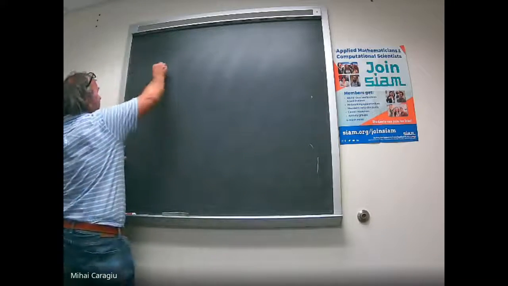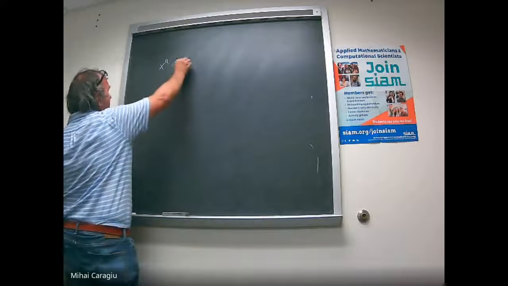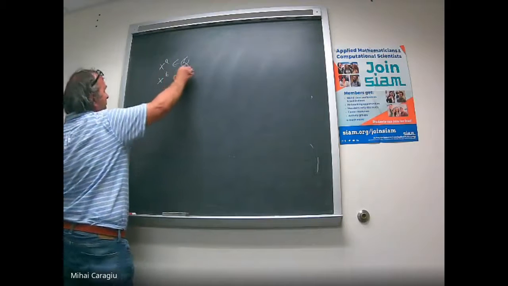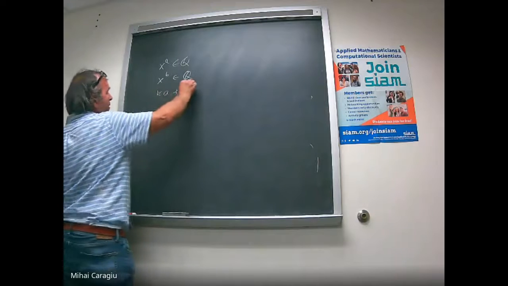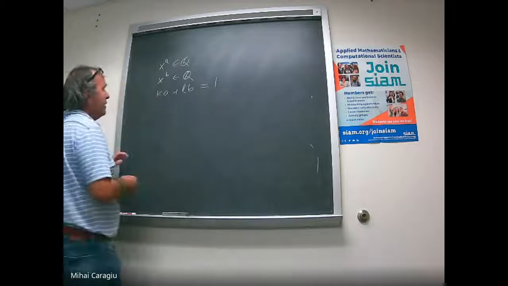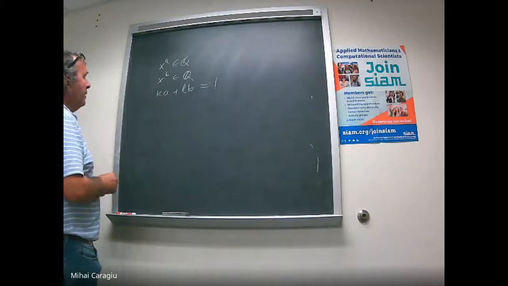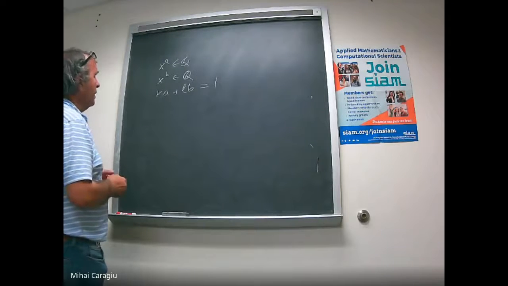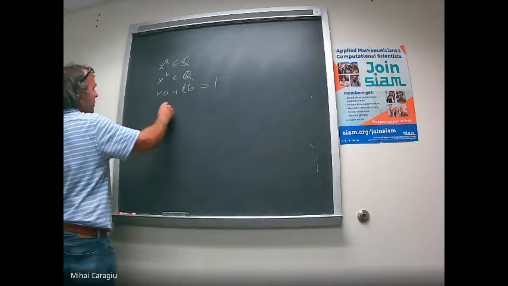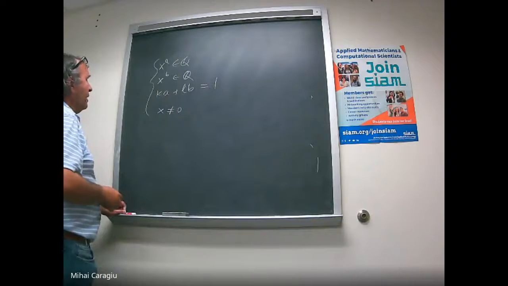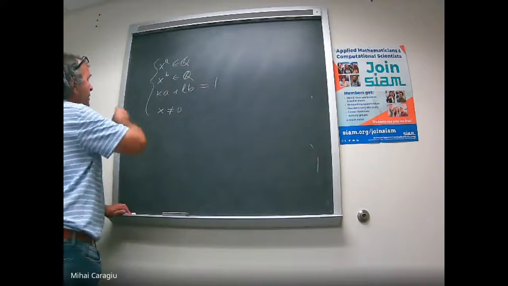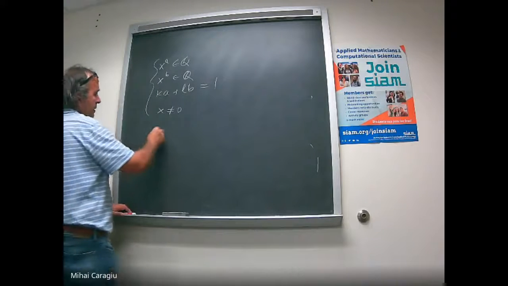So what do we have here? x to the power a is rational. x to the power b is rational. ka plus lb equals 1, because the greatest common divisor of the integers a and b is 1. And also x is not equal to 0. How can we generate an x out of a combination of those numbers?